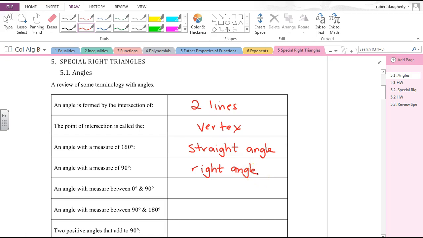An angle with a measure between 0 and 90 is called what? Acute. So that is an acute angle. An angle between 90 and 180. Someone last year called it an obese angle, but the actual word is obtuse. Okay. So it is an obtuse angle.